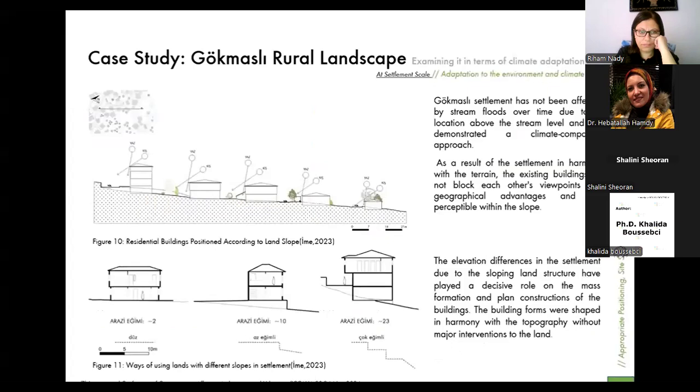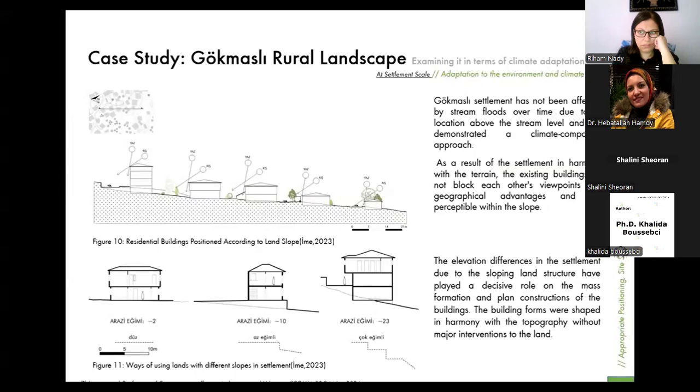From this page, we will be examining Gökmense in terms of climate adaptation. At settlement scale, Gökmense settlement has not been affected by stream floods over time due to its location above the stream level and has demonstrated a climate-compatible approach. As a result of the settlement in harmony with the terrain, the existing buildings do not block each other's viewpoints and geographical advantages and are perceptible within the slope.